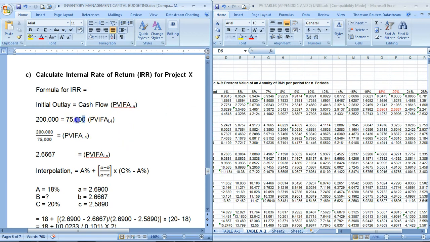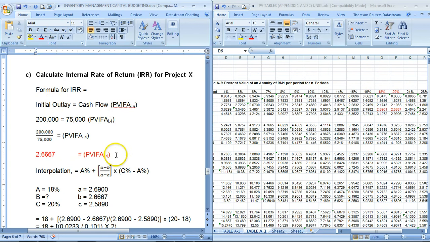And remember how to move this. The 75,000 you move here, you divide 200,000 by 75,000, and then you will get 2.667. Now use interpolation. I have taught it in class, but never mind, I recall the formula. This is the formula for interpolation: A plus (A minus B) divided by (A minus C), times (C minus A). From here, this is the indicator. You use 4 years just now, correct? Because the question asks you to calculate for 4 years.